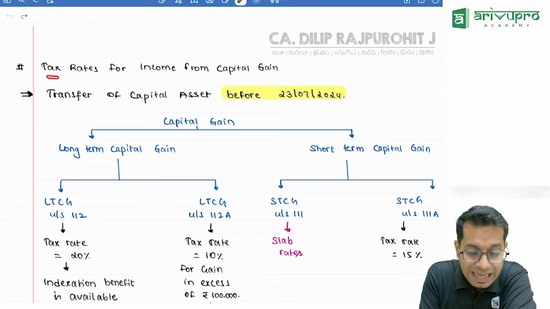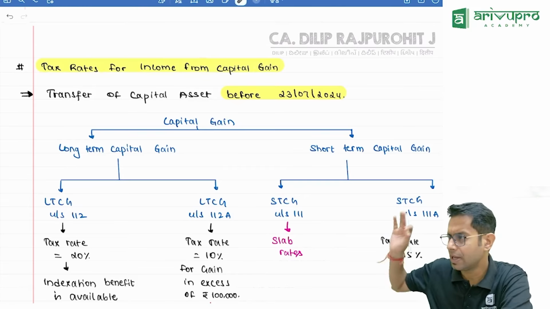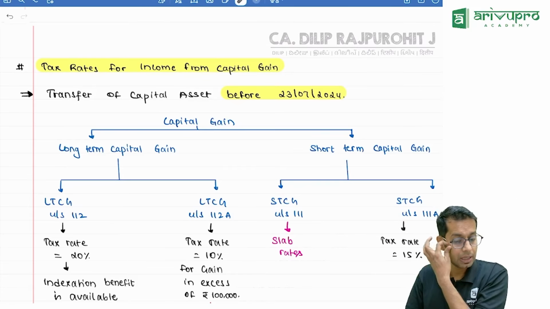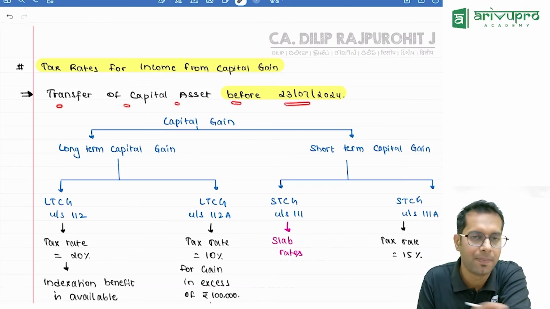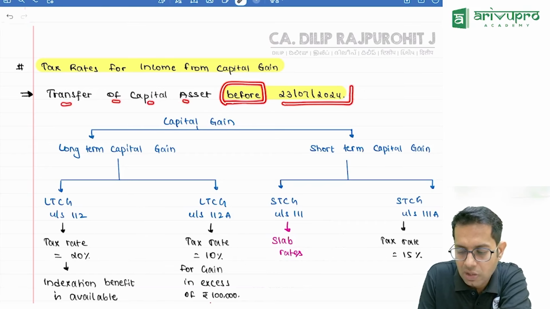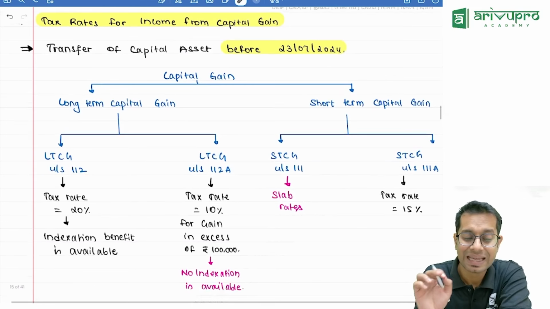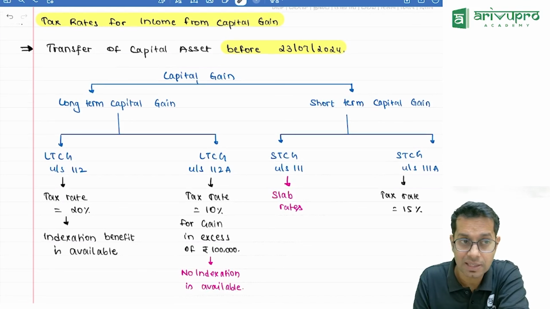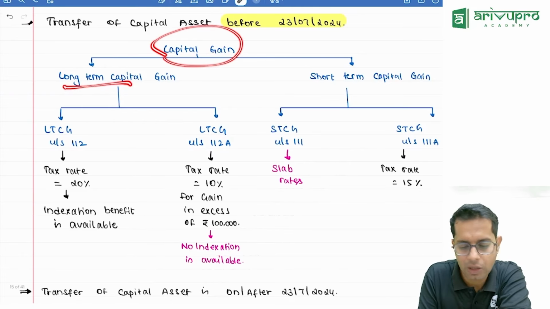Okay, now we will see what is the tax rate. Now, what are we going to see, sir? What is the tax rate in case of capital gain? So, there is a complete change in tax rate. Now, for checking what is the tax rate applicable for capital gain, I should see when the transfer has been made. So, if the transfer of capital asset is made before 23rd July 2024, what is the tax rate we are discussing? Are we discussing how to compute the capital gain? No, sir. We are just seeing how to compute the tax rate, how to compute the tax amount. So, the capital gain can be long-term or short-term.